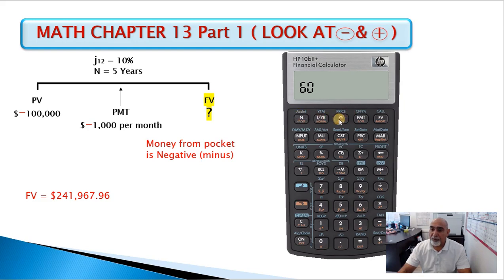This one's done. PV, we're putting away $100,000. Putting away means minus, not this minus. Don't use this minus. This minus here, negative. Okay, PV. Also, we're saving $1,000 every month. That's also a negative. And we press FV, and notice it comes out to be a positive.